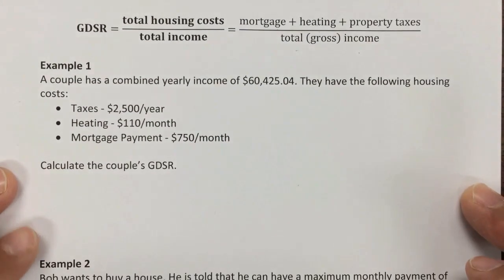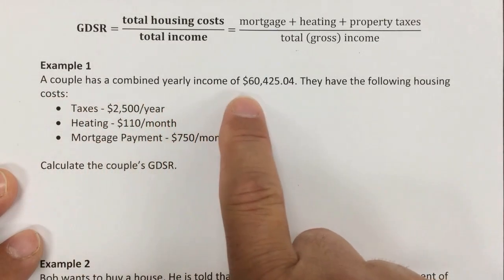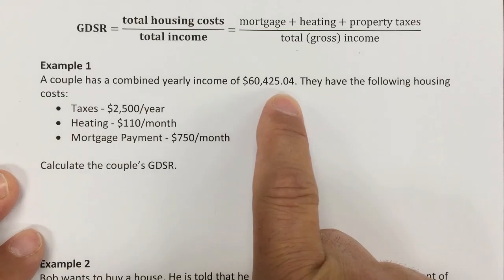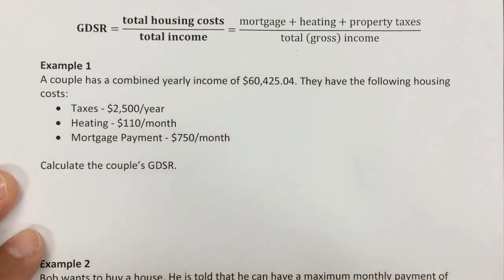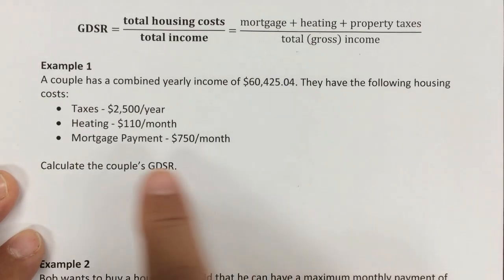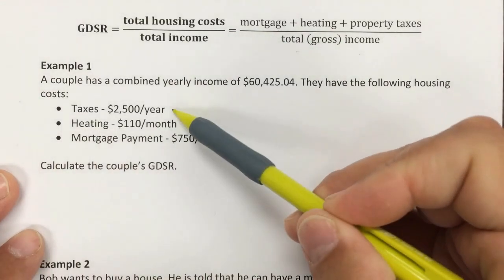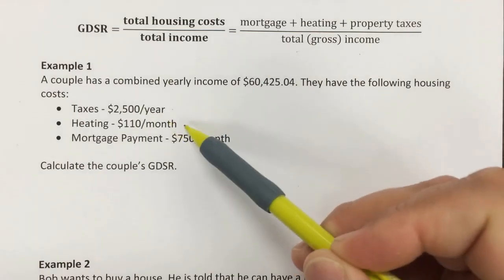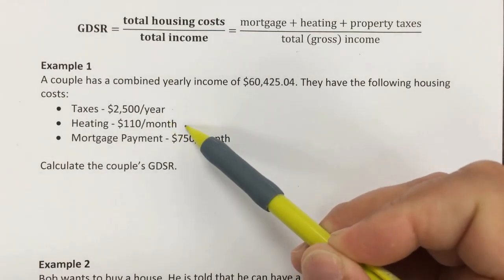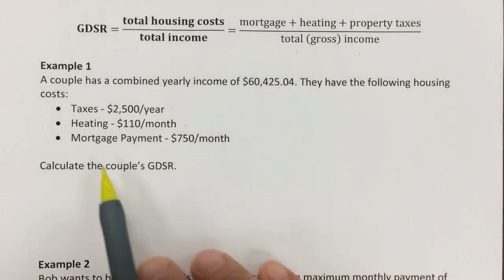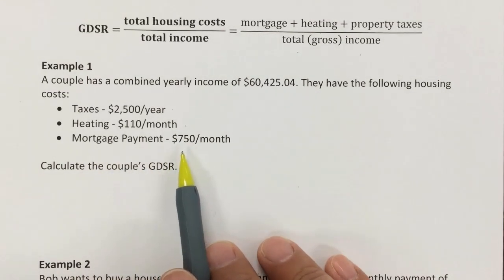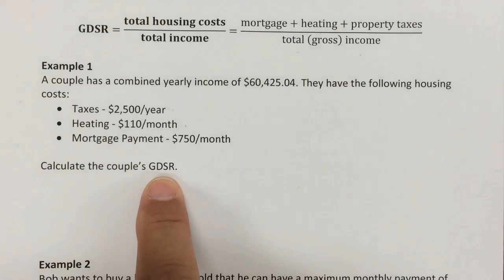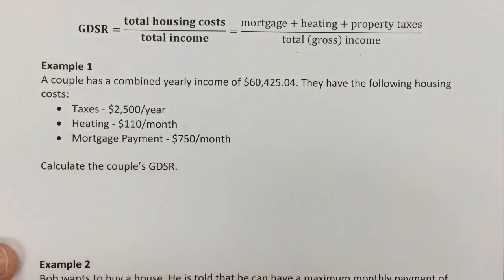So here's our first example. A couple has a combined yearly income of $60,425.04. That's a very specific amount of money. They have the following housing costs. Their property taxes for the year are $2,500. Their heating costs are about $110 every month, and their mortgage payment is expected to be $750 per month. Let's calculate their gross debt service ratio.